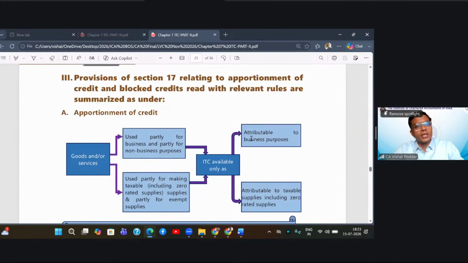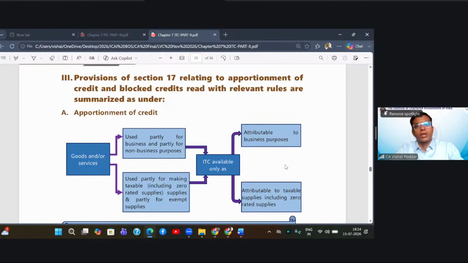Now, these were the conditions of Section 16, which once satisfied, you become eligible for the ITC. However, the conditions of 16 are not the final eligibility test.